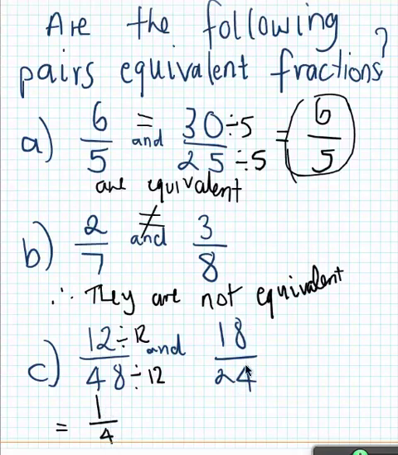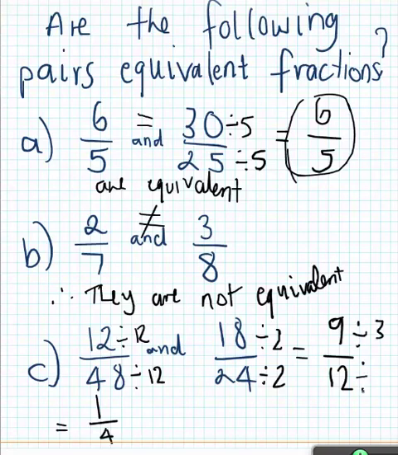Now, 18 and 24. The first factor that comes to my mind is 2, so I might just divide by 2. I'm in a bit of a hurry, so I can't be bothered thinking if there's any other factors. And 18 divided by 2, I know is 9, and 24 divided by 2, I know is 12. Now, I've got 9 over 12. Is there a number that I can divide 9 and 12 by? You can use your calculator, but if you know your 3 times tables, I know that 9 divided by 3 works, and also 12 divided by 3.